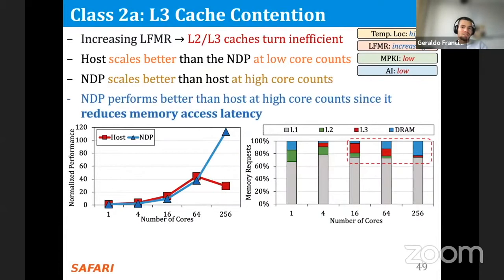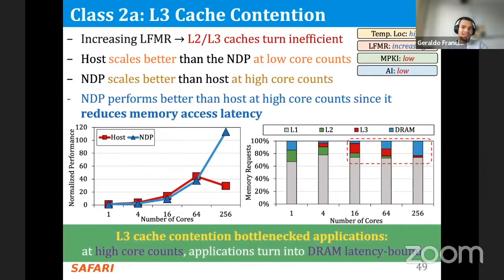At high core count, this contention reduces the effectiveness of the caches and causes the last-level-cache miss ratio to increase to near 1, thus increasing the number of memory requests that need to be served by DRAM. With the last-level caches becoming essentially ineffective, the NDP system greatly improves performance over the whole CPU system. We conclude that applications in this class are bounded by cache contention. At high core counts, those high locality applications become DRAM latency bound.